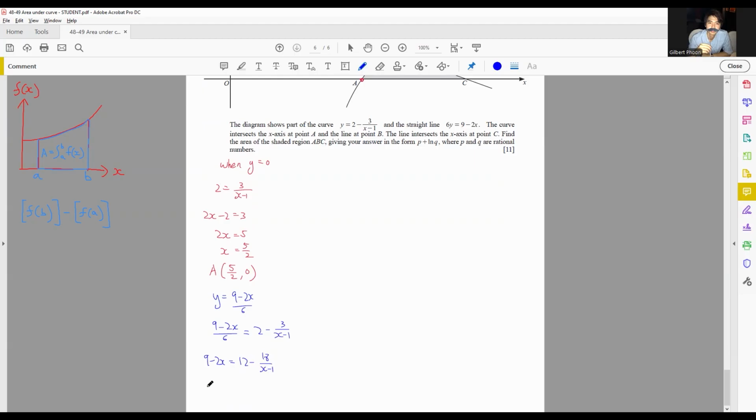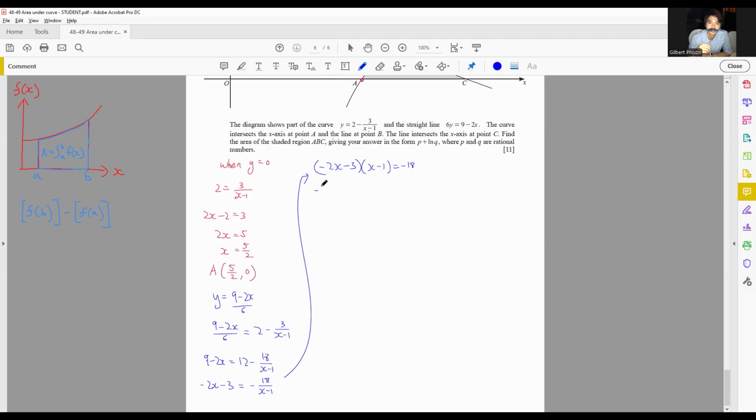Bring the 12 over. You have negative 2x. 9 minus 12 is minus 3, equals the negative of 18 over (x minus 1). Bring it up here. Expanding this, negative 2x minus 3 times (x minus 1) equals negative 18.